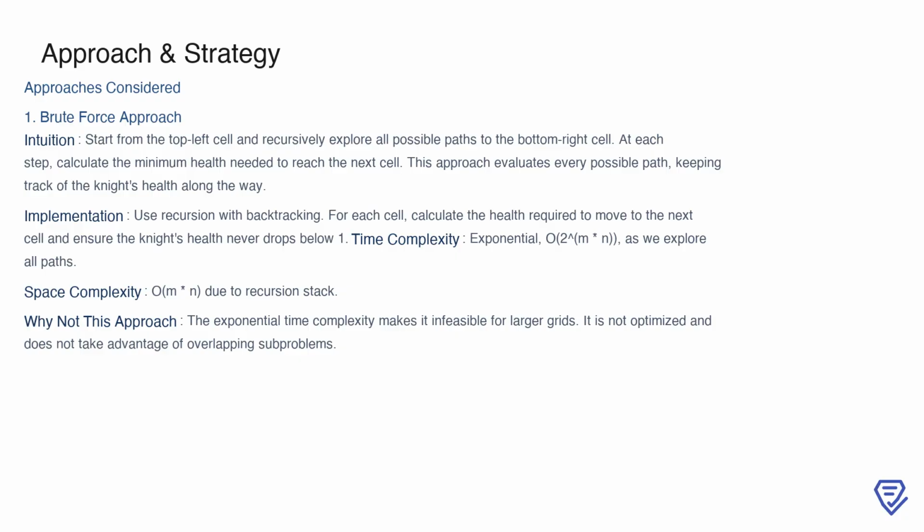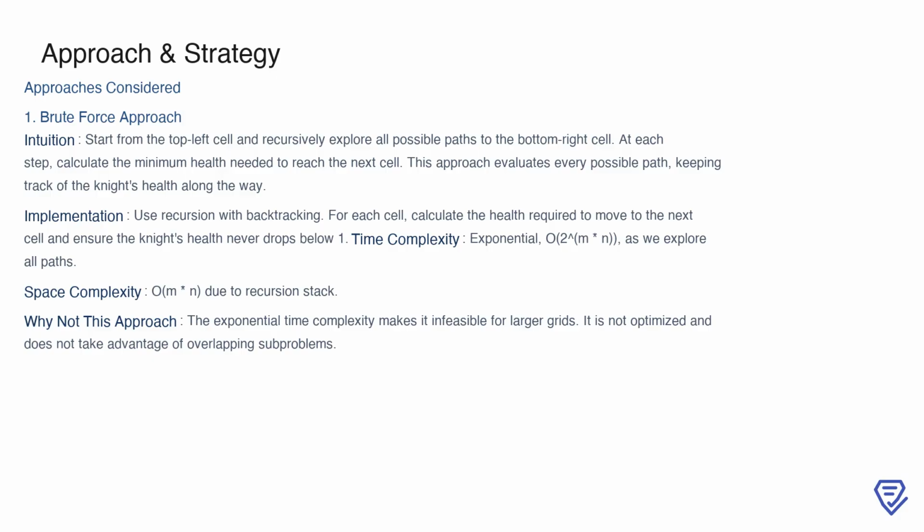To solve the dungeon game problem, one possible approach is the brute force method. The intuition here is to start at the top left corner of the grid and explore every possible path to the bottom right corner using recursion with backtracking. At each step, you calculate the minimum health needed to move to the next cell, ensuring that the knight's health never falls below 1. However, this approach comes with significant drawbacks.